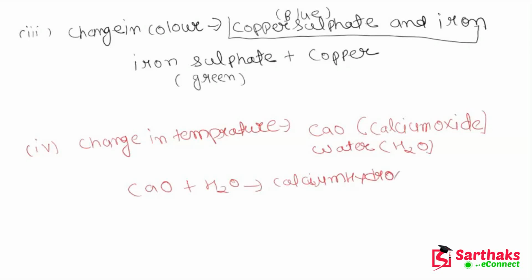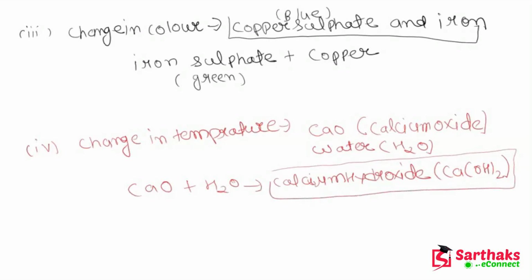Hydroxide. And what is the formula of calcium hydroxide? Ca(OH)2. This calcium hydroxide is used to paint our houses. When calcium oxide reacts with water, it gives us calcium hydroxide.